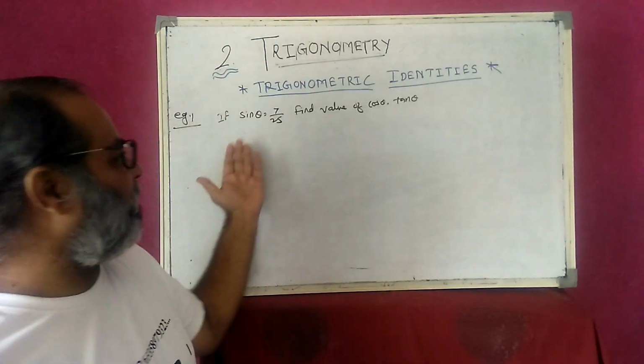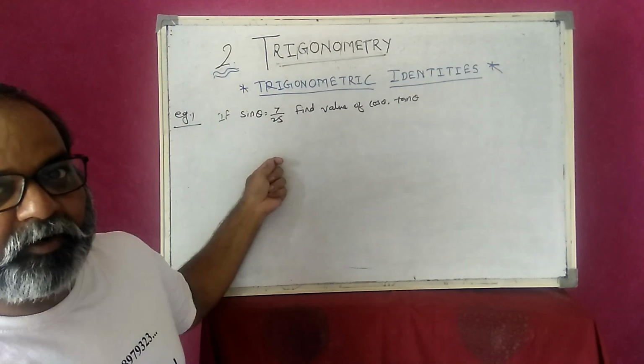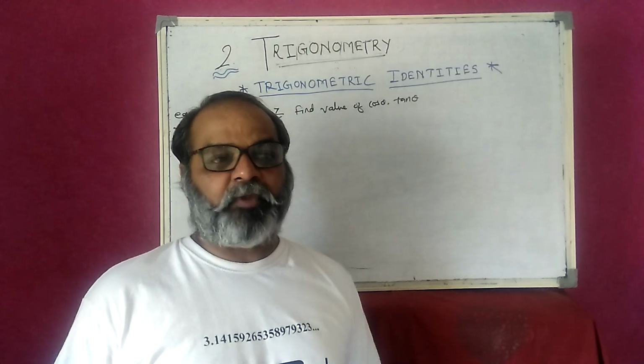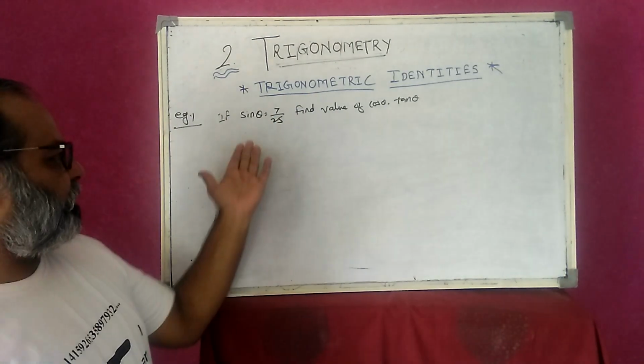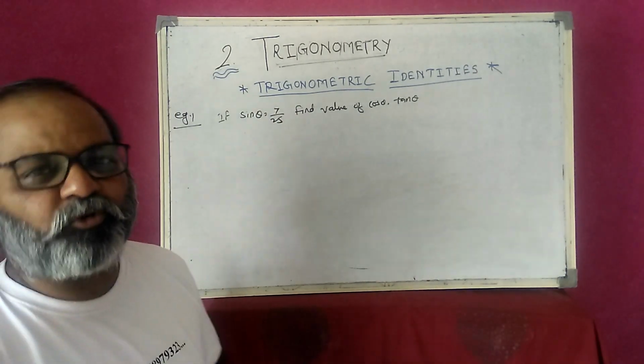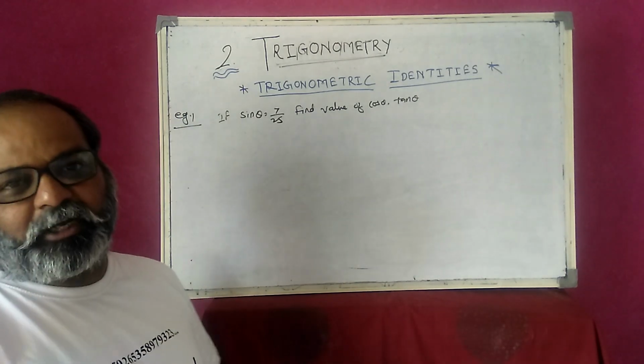So there is one problem I have just written on the board, and we will solve it. Sin theta is equal to 7 by 25. Find the value of cos theta and tan theta. Now, this problem can be solved by various methods. I will explain one or two methods to solve it. Whichever you find easy, you can go through that method.